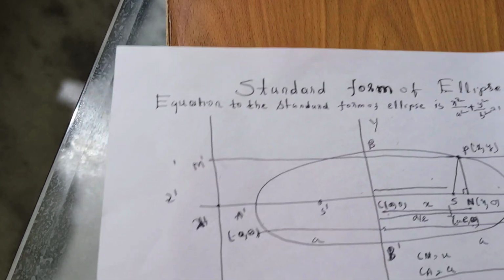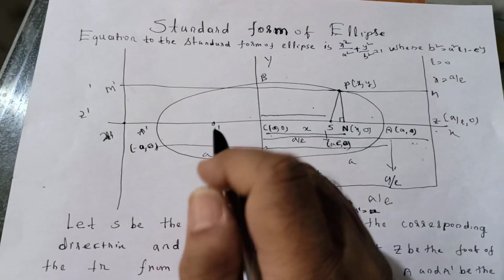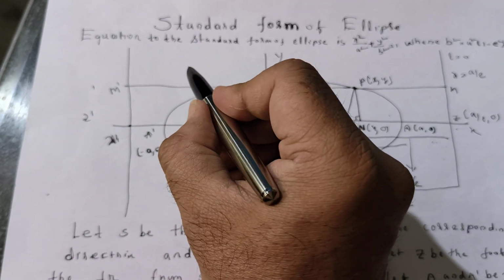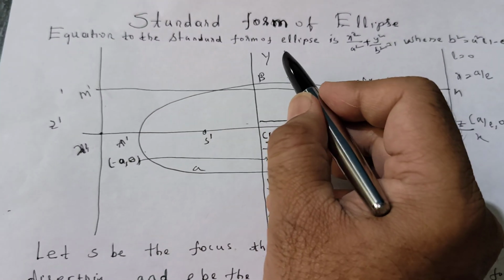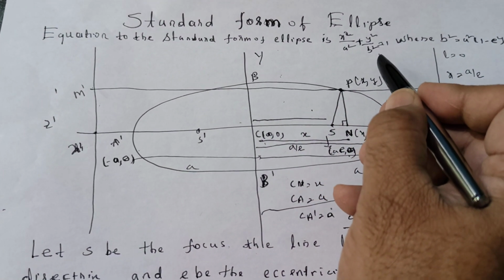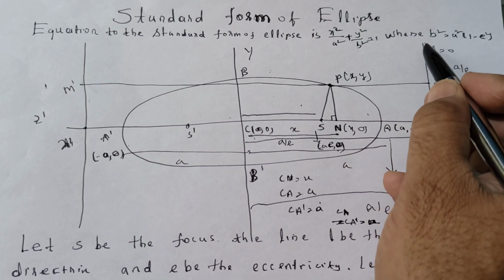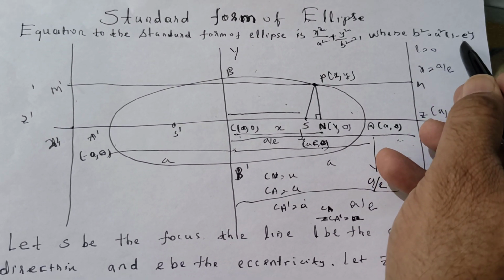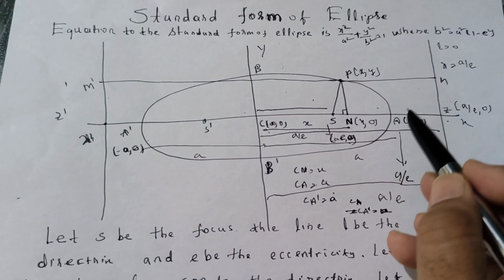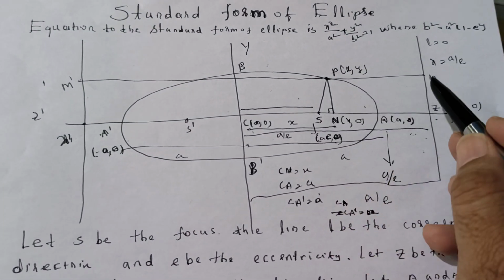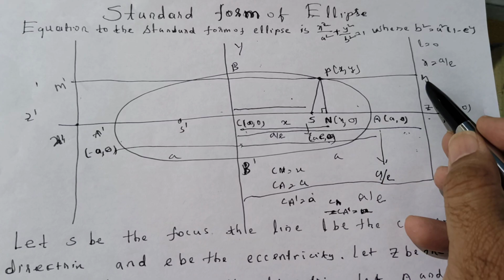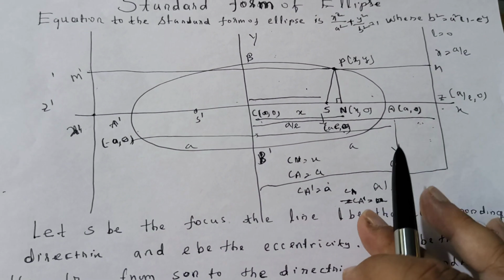Now let us concentrate on this. Please, you can write parallelly along with me. The equation of the standard form of ellipse is x square by a square plus y square by b square is equal to 1, where b square is equal to a square into 1 minus e square. Naturally this is the fixed point which is called the focus. This is a fixed straight line, that is called the directrix.